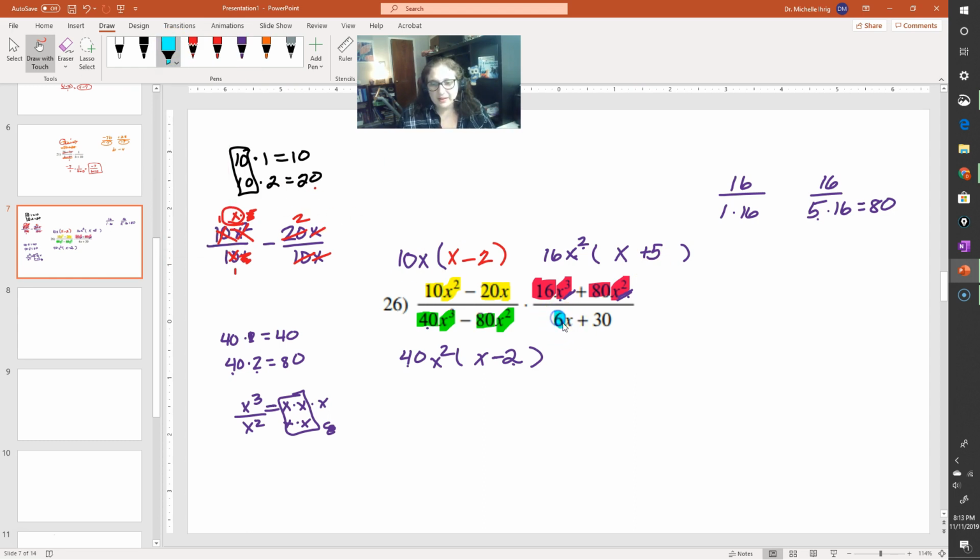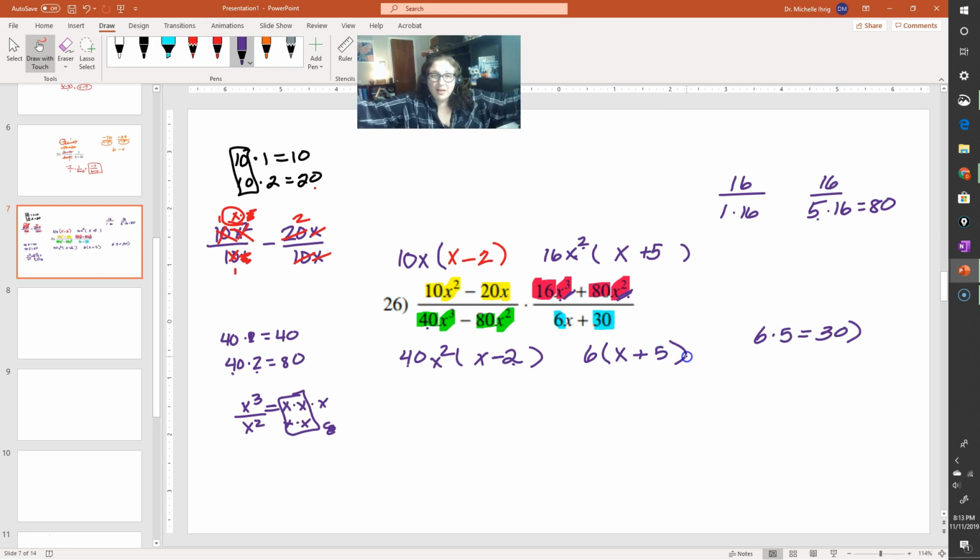We've got a 6x. Well, there's no x's, but I know that 6 and 30 have something in common, so I can pull that out. So I'm going to pull out my 6 on the outside. And when I do that, I know I'm left with x, and then I know that 6 times 5 is going to give me 30. So I'm going to put 5 here.